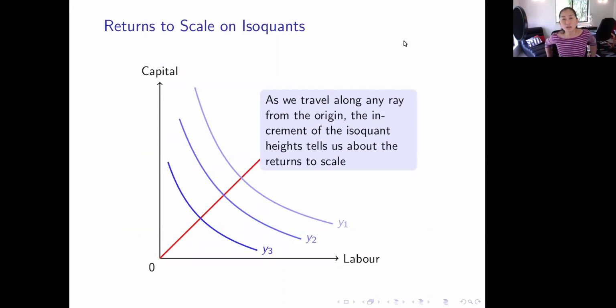So we can also show this on the isoquants. So we have y1, y2, and y3. As you travel along any ray from the origin, the increment of the isoquant height tells us about the return to scale, right? So as you can see, you travel from here to here and from here to here. Depending on how much it increased, you know that from here to here, the change in L and K are changed in the same proportion, right? But we need to also check the output. Are they also changed in the same proportion or not?